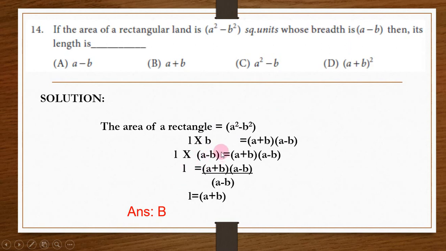And next step, move a minus b as a right side denominator. Here multiplication. When we move the opposite side, it will be division. So a minus b will be cancelled. So L equal to a plus b.